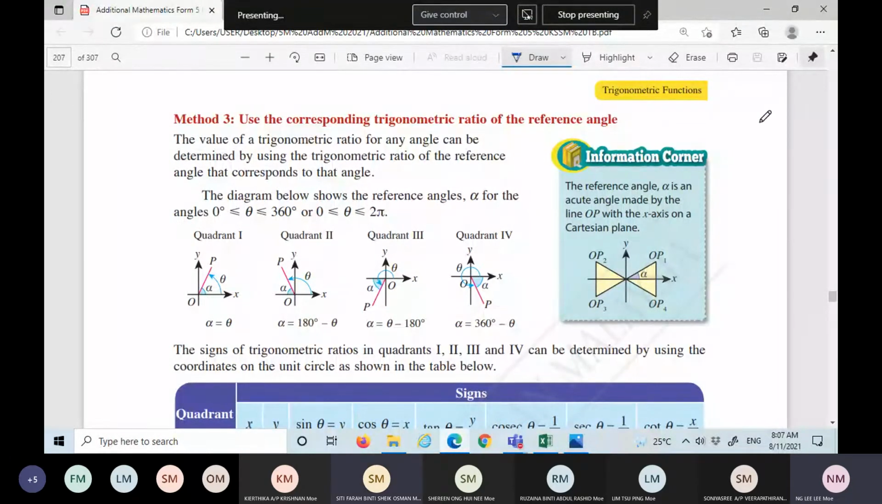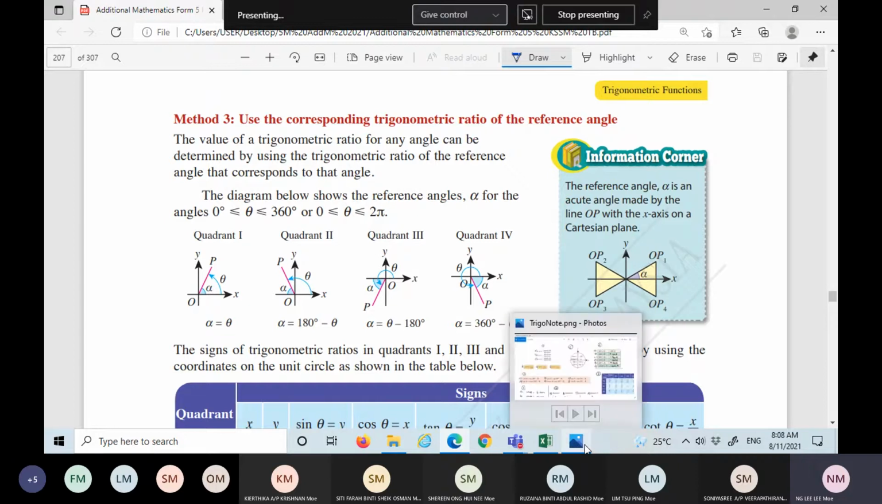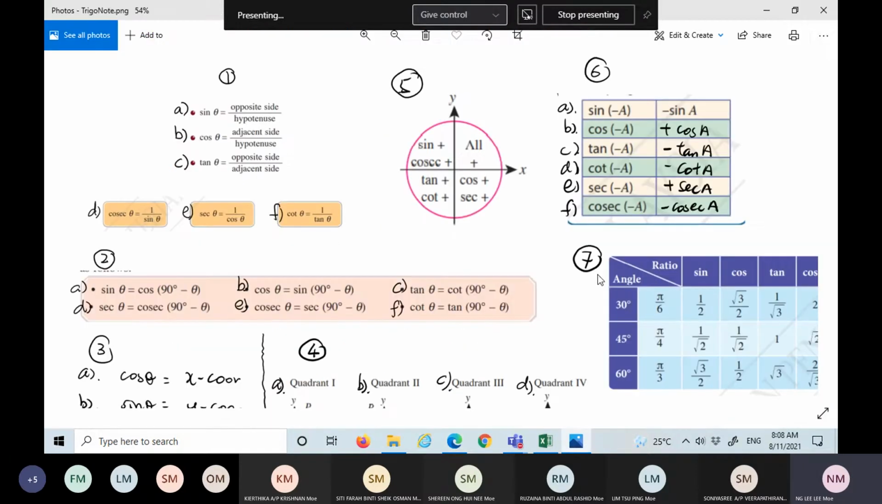Okay, before we start today's lesson, we have gone through two methods that you can use to determine the value of a trigonometric ratio. Today I hope to go through two more methods, but before that we just revise a little bit.